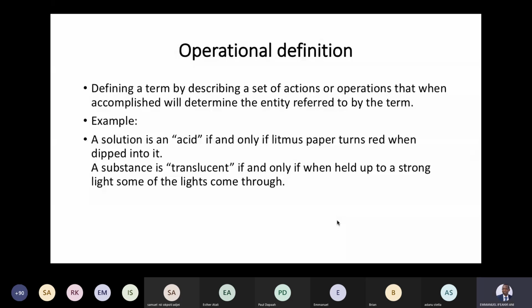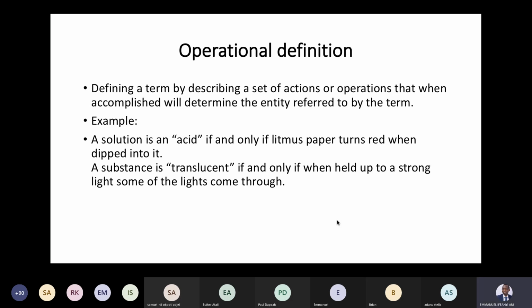Then we have operational definition. Defining a term by describing a set of actions or operations that, when accomplished, will determine the entity referred to by the term. So operational definition is a definition that shows a kind of operation that gives rise to something. Example, a solution is an acid if and only if litmus paper turns red when dipped into it. So this definition shows a certain operation. So we call it an operational definition.